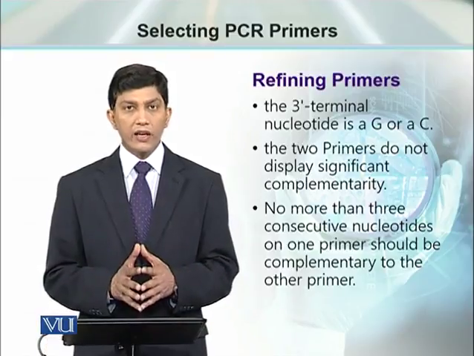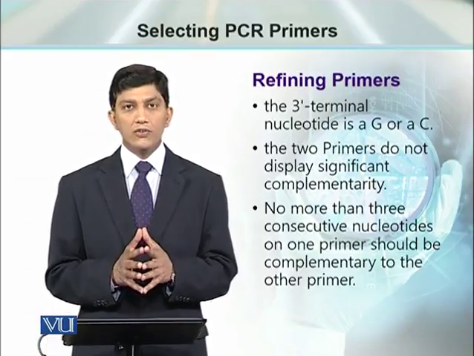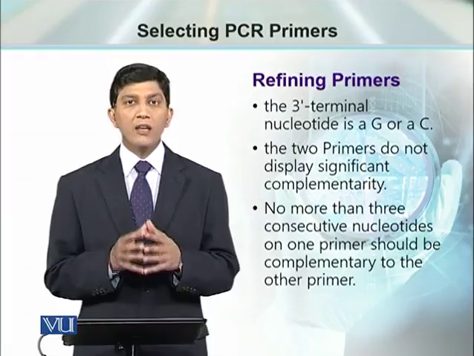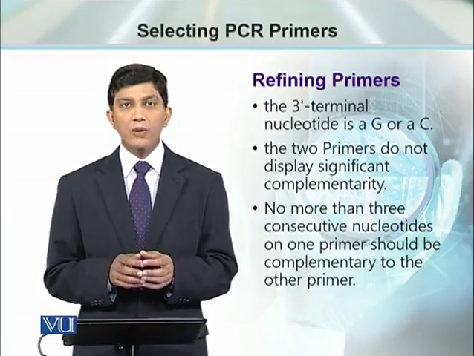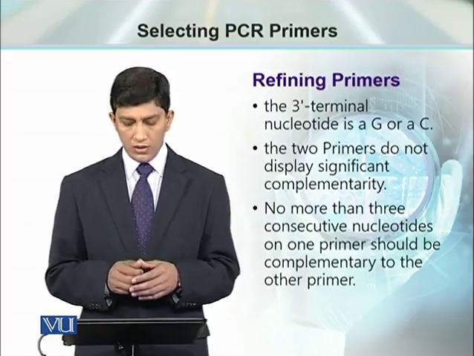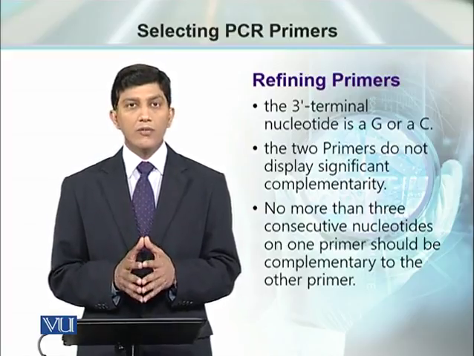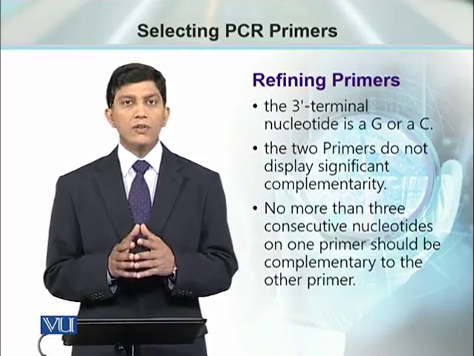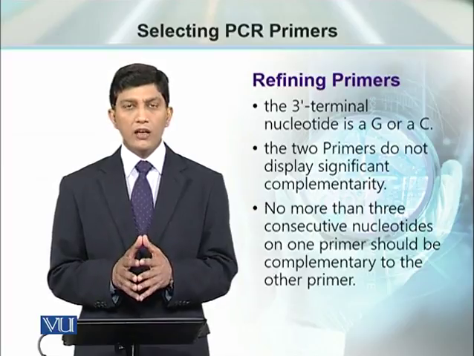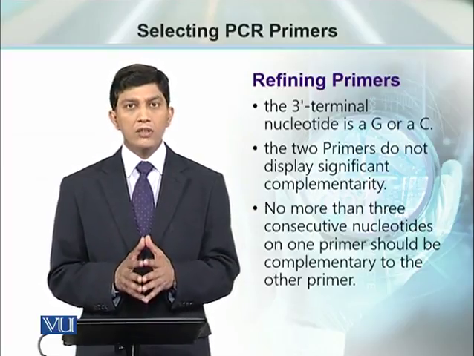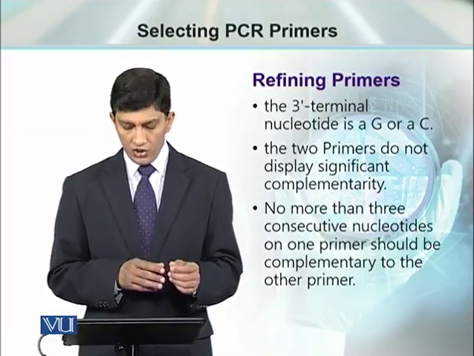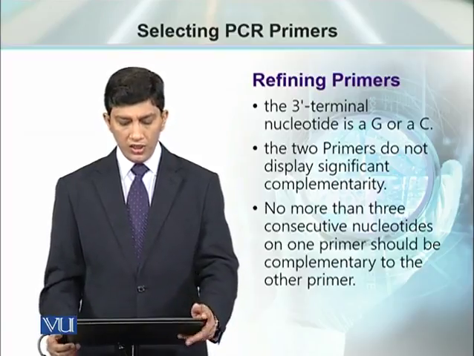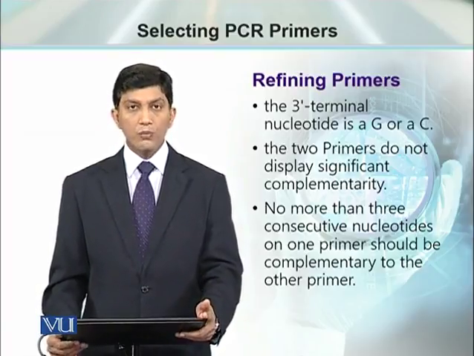Once the primers are designed, keeping in view their GC contents and their ability to anneal with a specific fragment of the DNA, some refining can be done with the primers. For example, at the 3' end, if we have G or C, it can give you good results. The two primers should not have complementary sequences, so that we do not get primer dimers during the amplification process. In any primer, no 3 consecutive nucleotides should be similar.